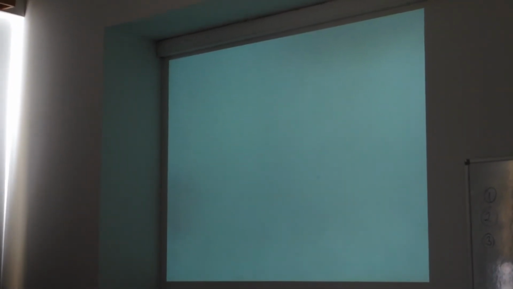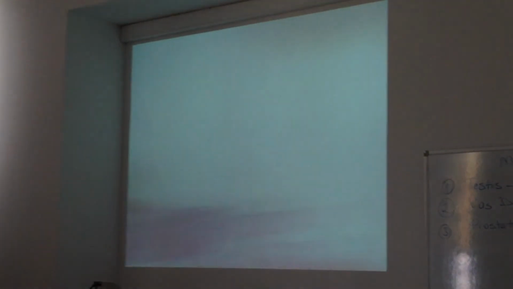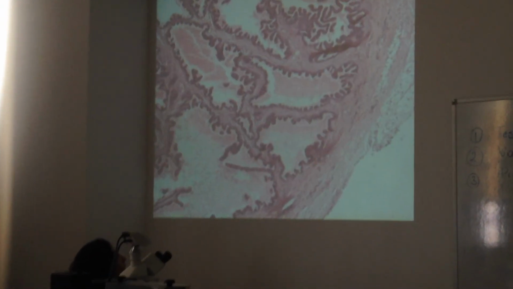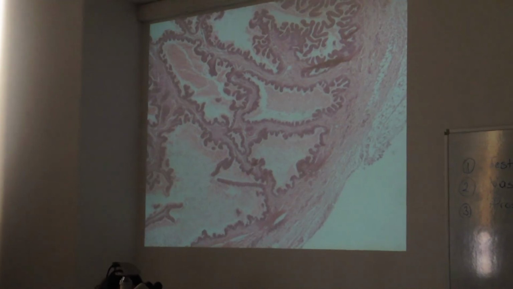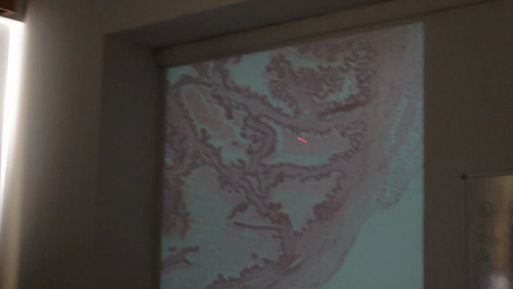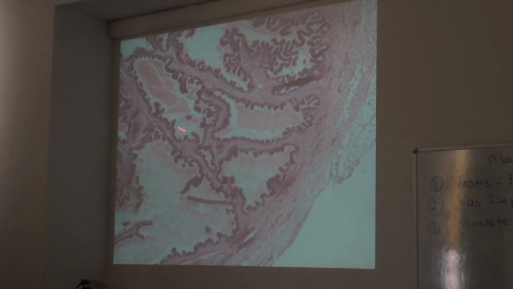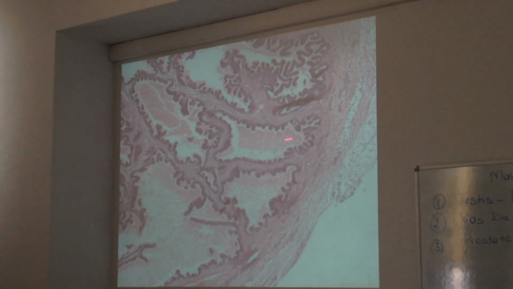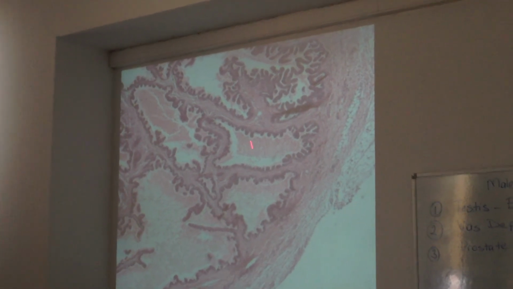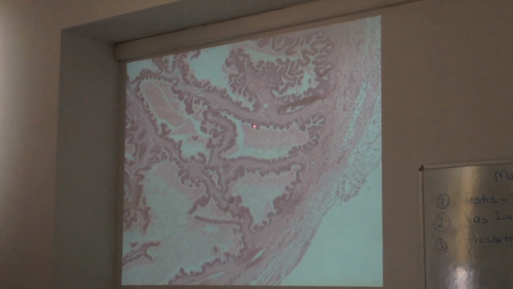Our last slide is prostate. Remember, it was the largest accessory sex gland. When we look at prostate, we will see first tubulo-alveolar glands. There are many tubulo-alveolar glands. This is one of the glands, another one, another one, another one. So the epithelium of these glands are also pseudostratified columnar epithelium.